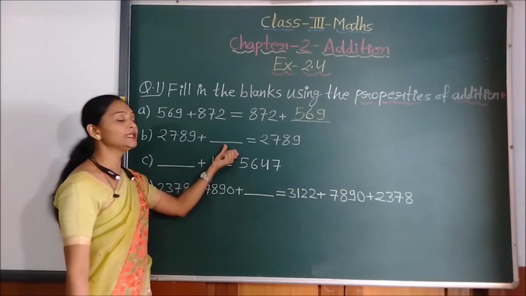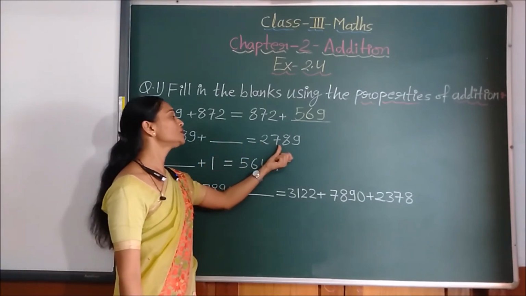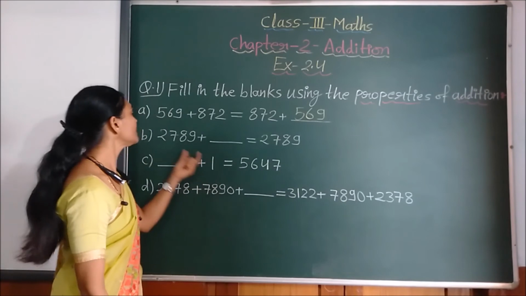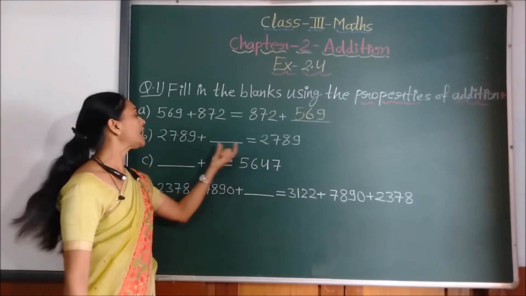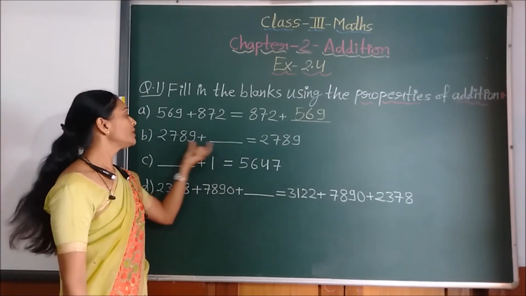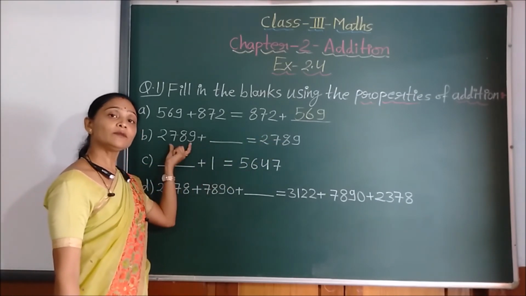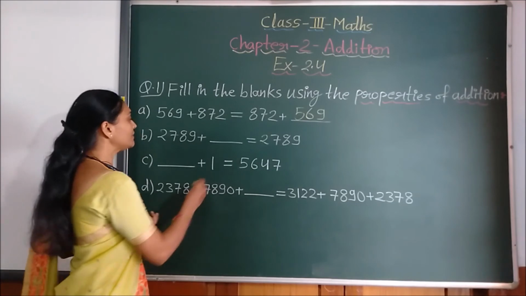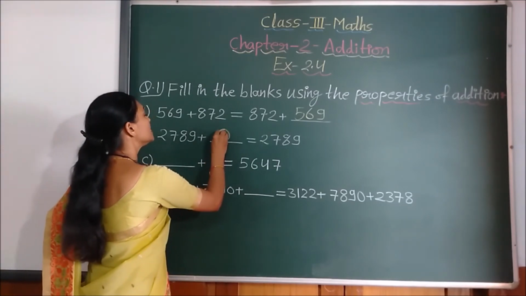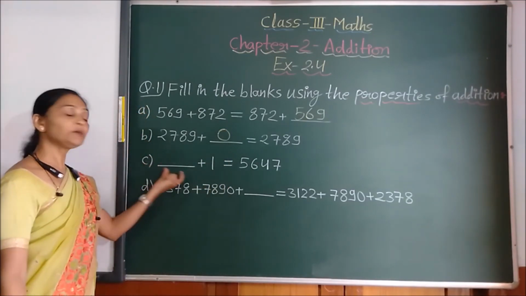2789 plus fill in the blank is equal to 2789. Means we are getting the same number after adding this number. So when we are getting the same number, children? When we are adding 0. So here will come which number? Here it is 0. Now this third one we will see.